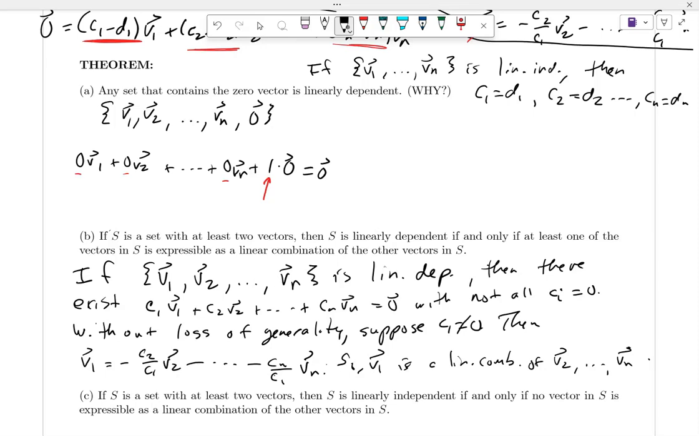That's one direction that says if it's linearly dependent, then I can express it as a linear combination. Go the other way around. Well, if I can express it as a linear combination, then all I'm going to do is just move everything to one side and have a linear combination that gives me the zero vector. Yes.